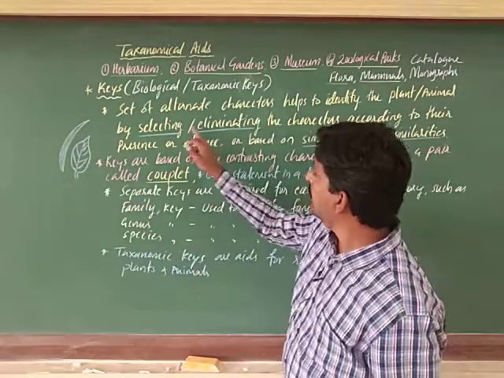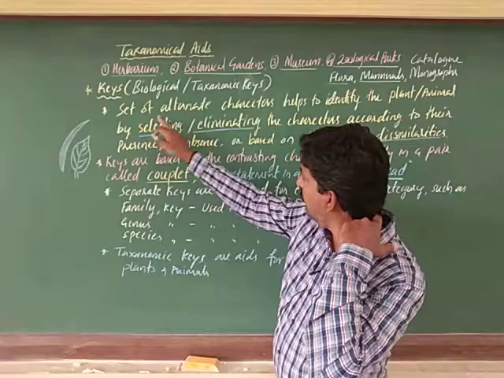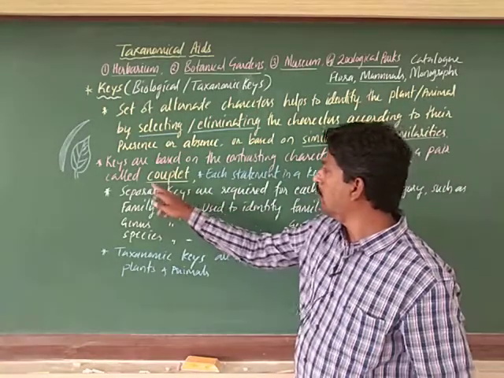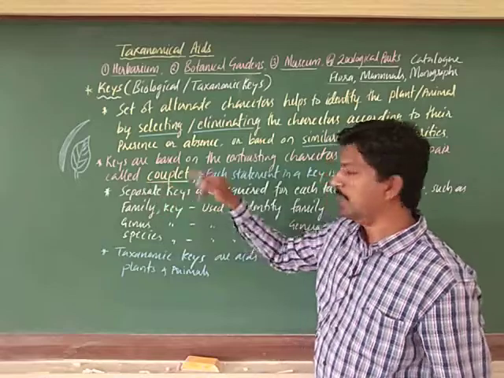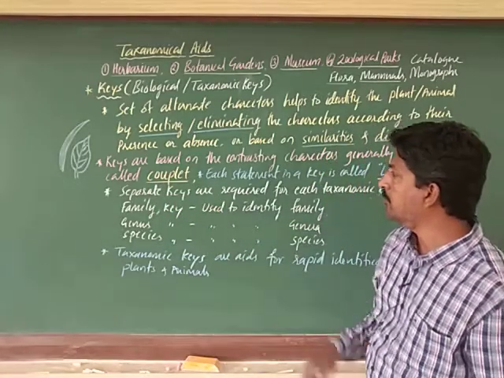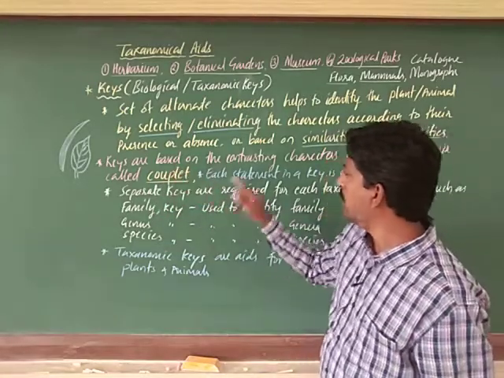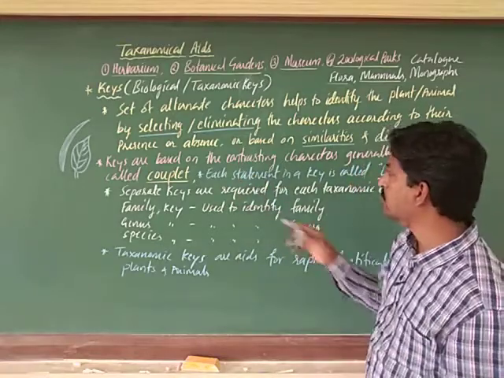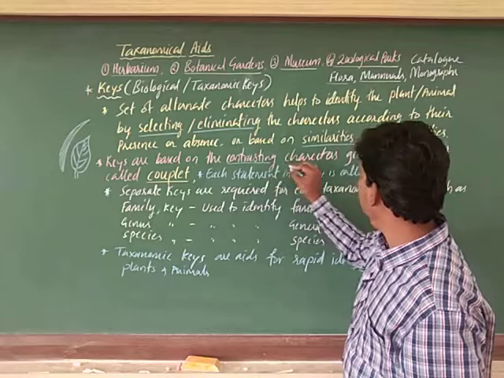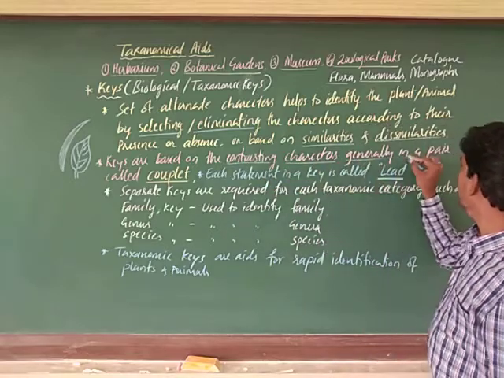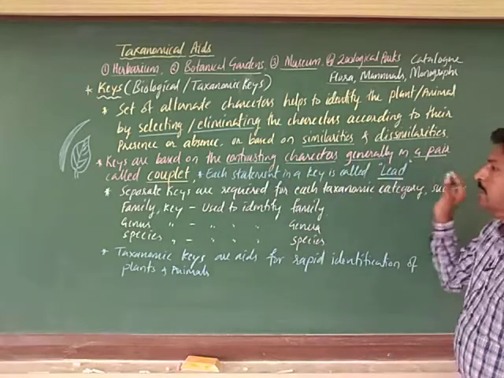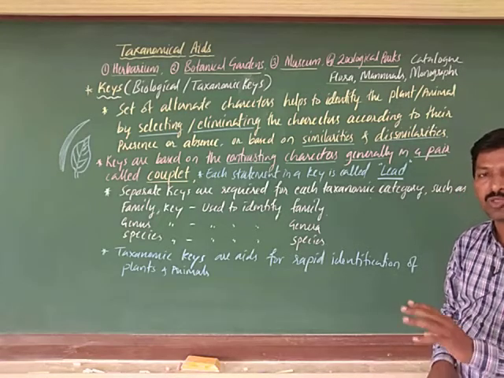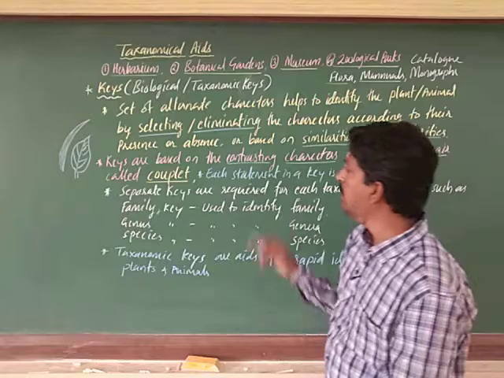Such a pair or set of contrasting alternate characters is also referred to as a couplet. What do we call it? A couplet. That means a key is based on how it works, how it is used. It is based on contrasting characters, generally in a pair, not a single character. They are almost opposite, we can say.